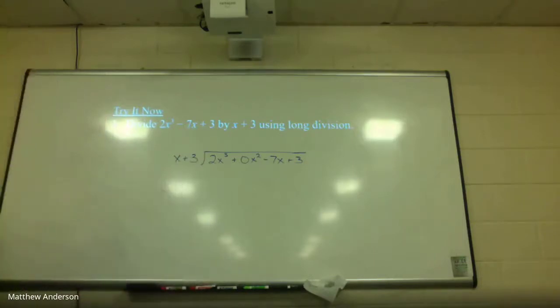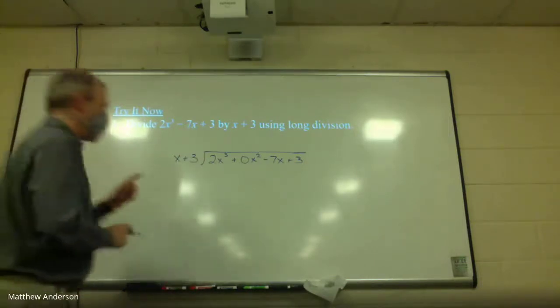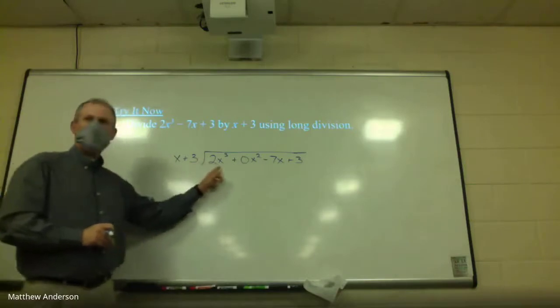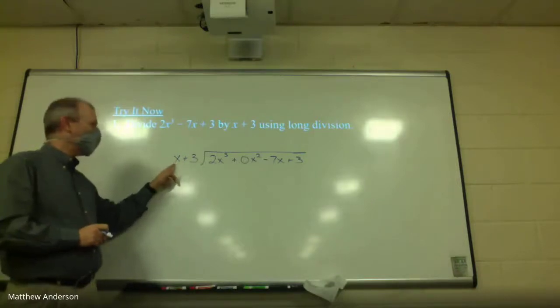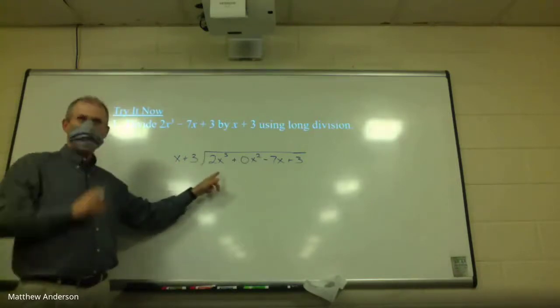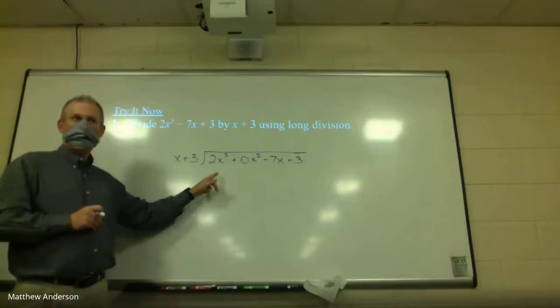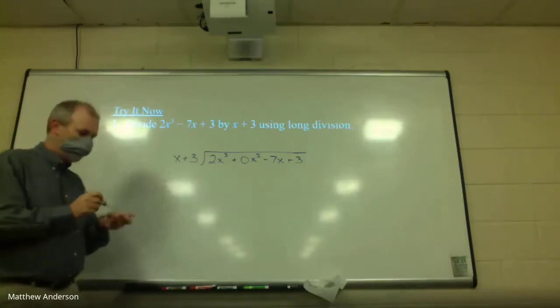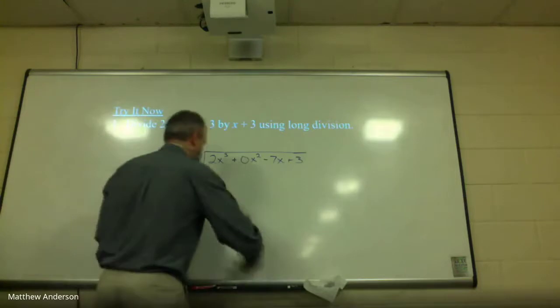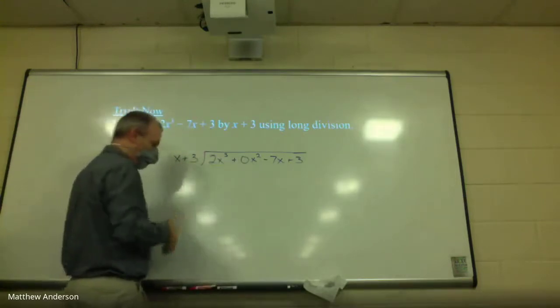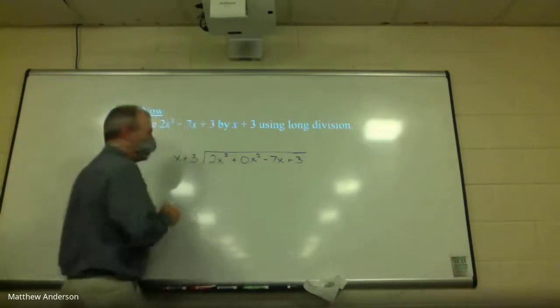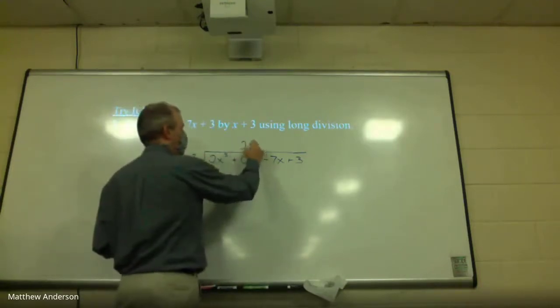Okay? So you remember the first thing we have to do? We focus on this first term, 2x cubed, and this first term, x. And our goal is to figure out what do we multiply x by to make it equal 2x cubed. Anybody know? 2x squared. Yeah, to make this x equal that 2x cubed, we're going to have to multiply by 2x squared.